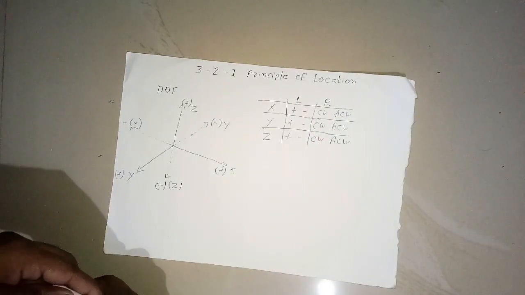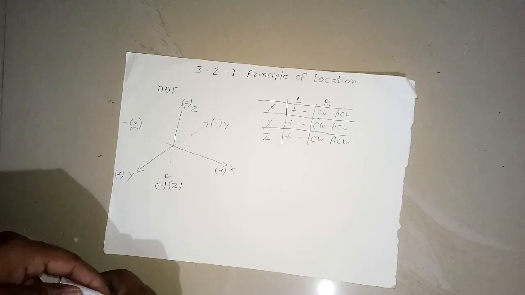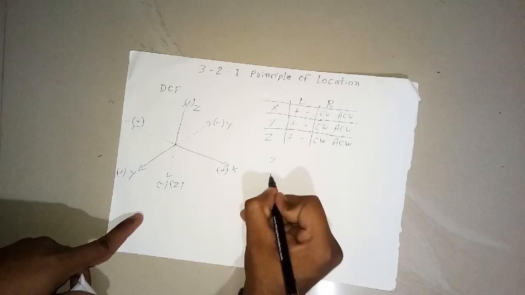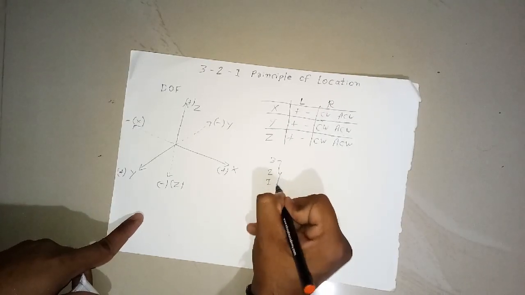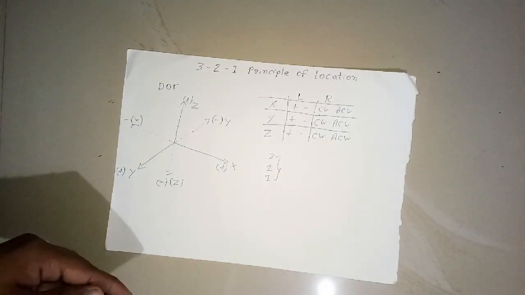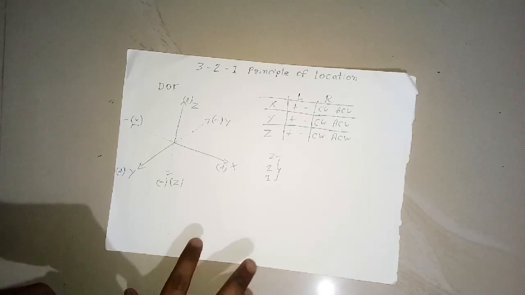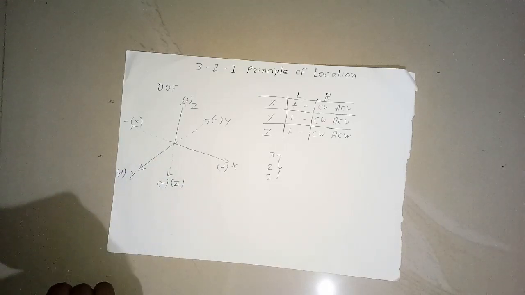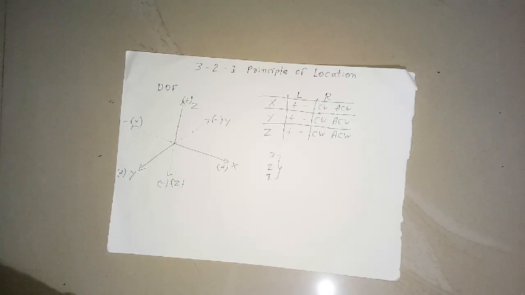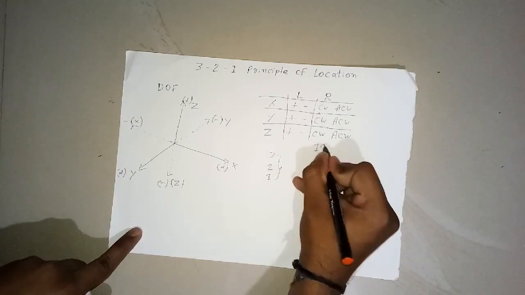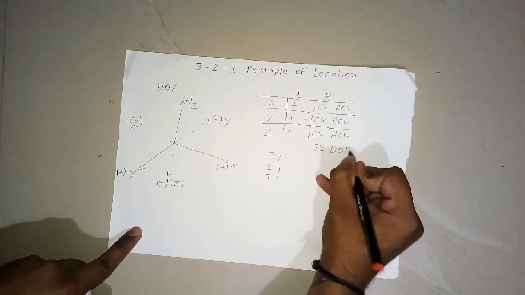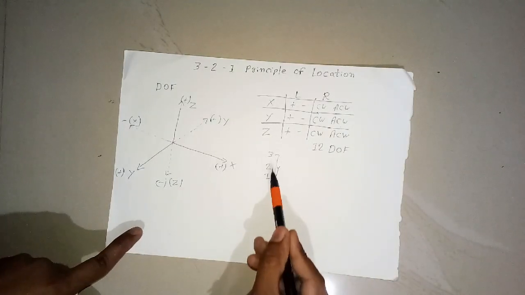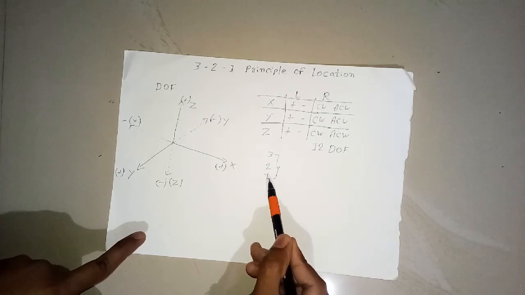So the 3-2-1 principle of location says that 3-2-1 different pins, or nut bolt, or any kind of arrangement, restrict all the degrees of freedom of the object. So we have 12 degrees of freedom which are restricted by using 3-2-1 different pins.